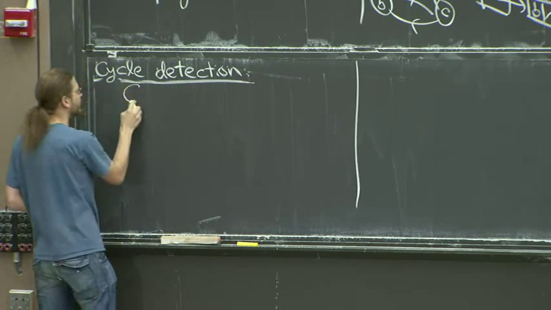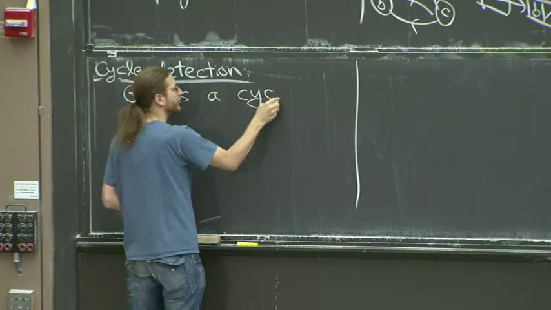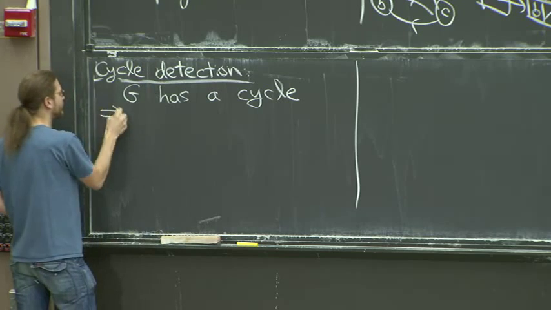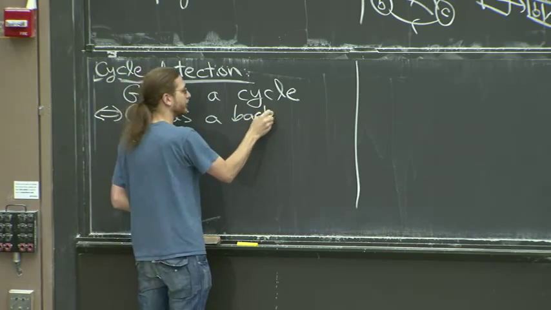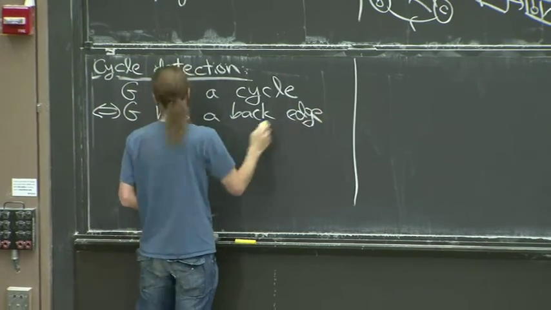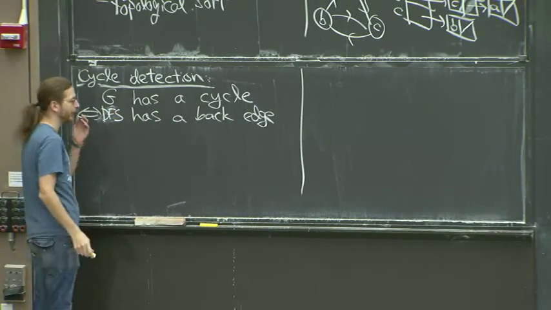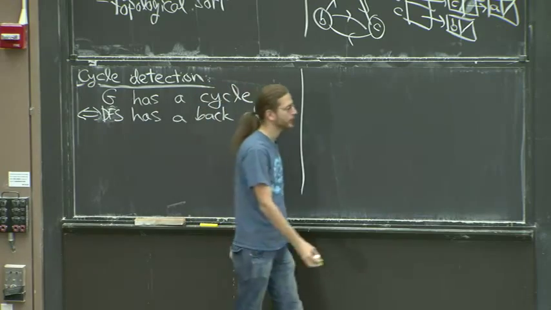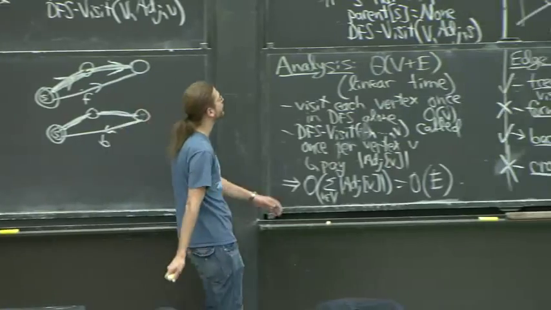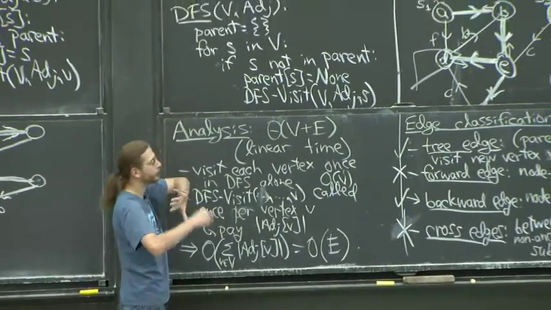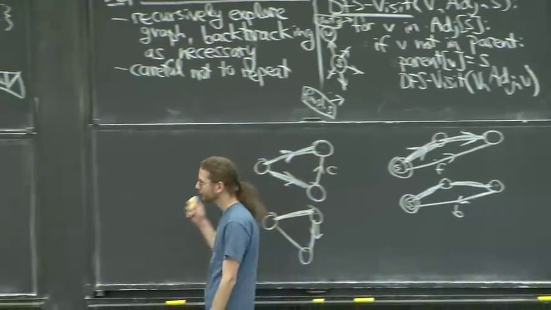So does my graph have any cycles? G has a cycle. I claim this happens if and only if G has a back edge. Or let's say a depth first search of that graph has a back edge. It doesn't matter where I start from or how I run this top-level DFS algorithm, exploring the whole graph, because I want to know in the whole graph, is there a cycle? I claim if there's a back edge, then there's a cycle.